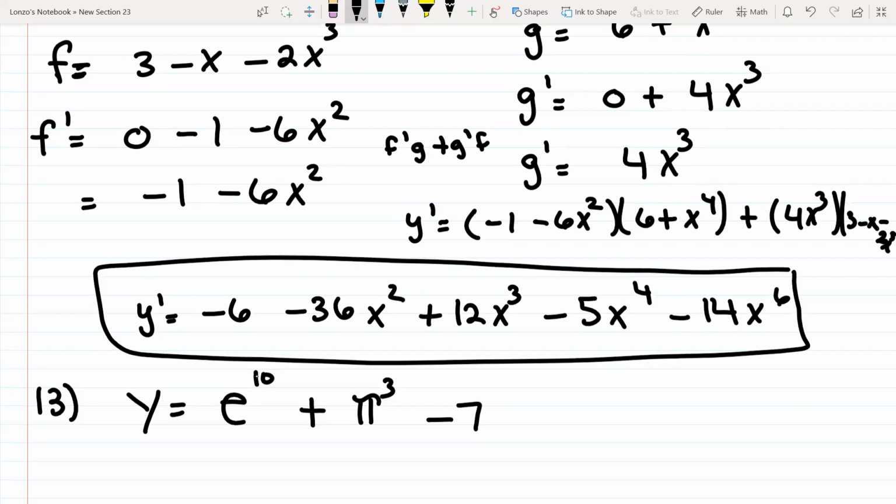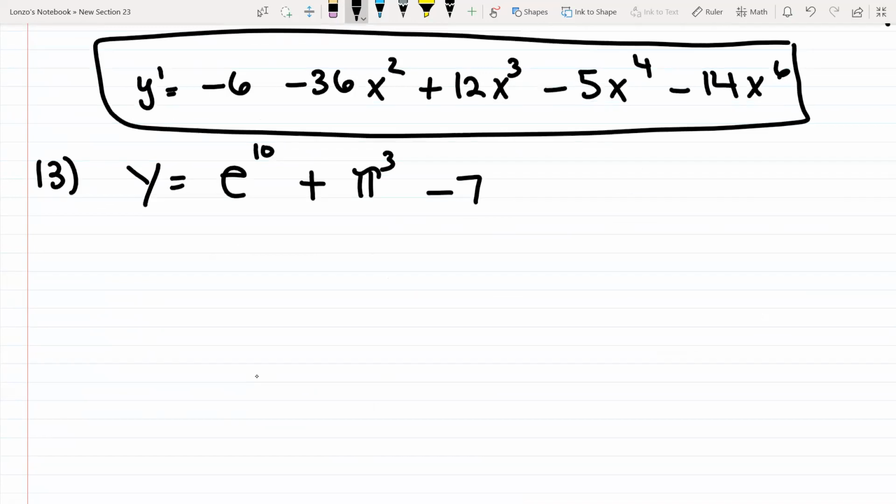Okay, let's move on to 13. This one's not bad because they're all constants, right? So the derivative of e to the 10, that is technically a number. I don't know what that is, but it is a number. So that's the derivative of a number or a constant, 0. The derivative of pi cubed is a number as well, so that's 0. And the derivative of -7, that's 0 as well. So it's just going to be y prime equals 0.